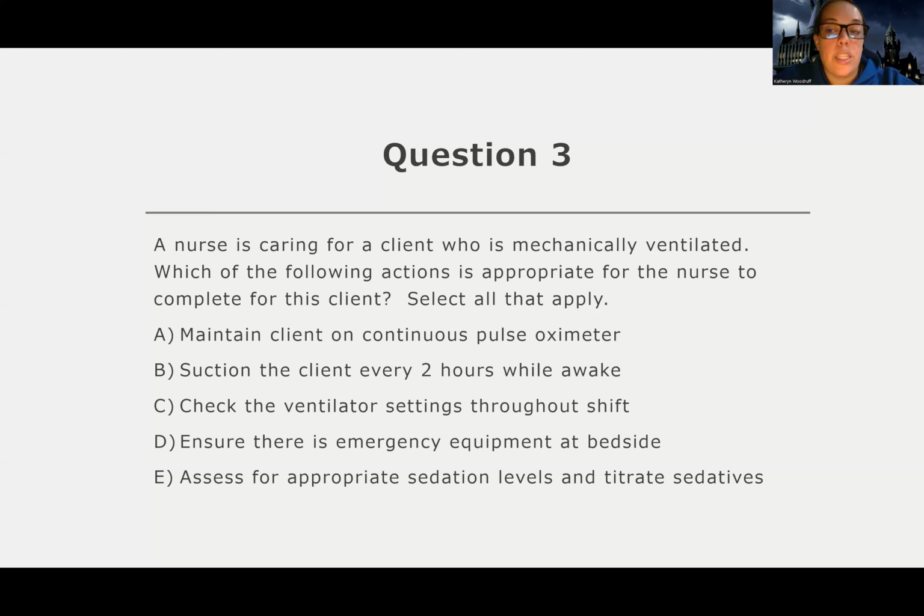D says ensure there's emergency equipment at the bedside. Well, since they have an airway, I would think that this would be needed, because if for some reason we have to do anything, like we talked about in the last question, when an alarm goes off. Let's say that I'm trying to figure out what the cause of the alarm is. I'm not going to sit there and troubleshoot for 20 minutes or even a couple minutes. If I cannot immediately figure out what action I need to take for a patient that has an alarm going off on their ventilator, I'm going to disconnect the ventilator, attach them to a bag valve mask, and start giving them breaths with that bag valve mask.